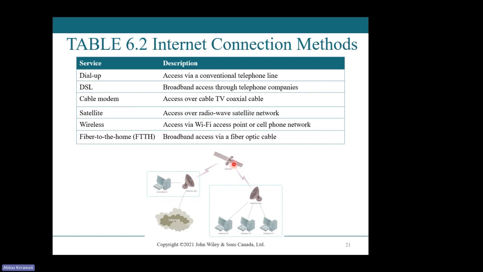For a satellite network connection, you need a dish to receive the radio waves from the satellite, and then the dish is connected to a server and to a computer, and then you can receive the internet waves.